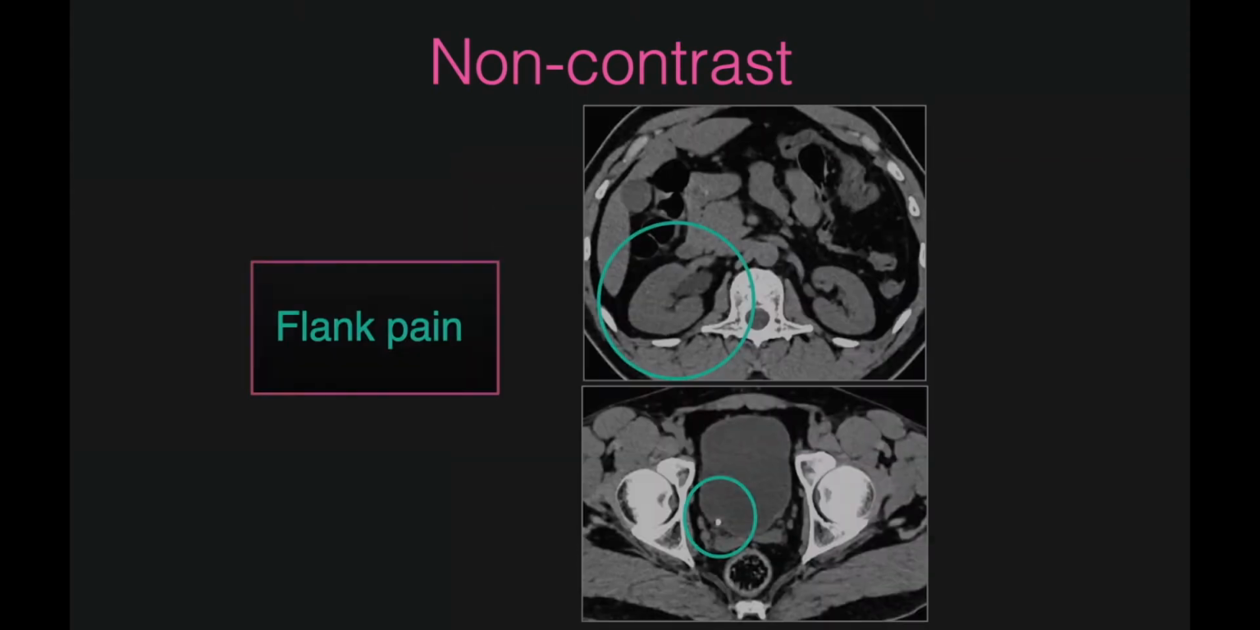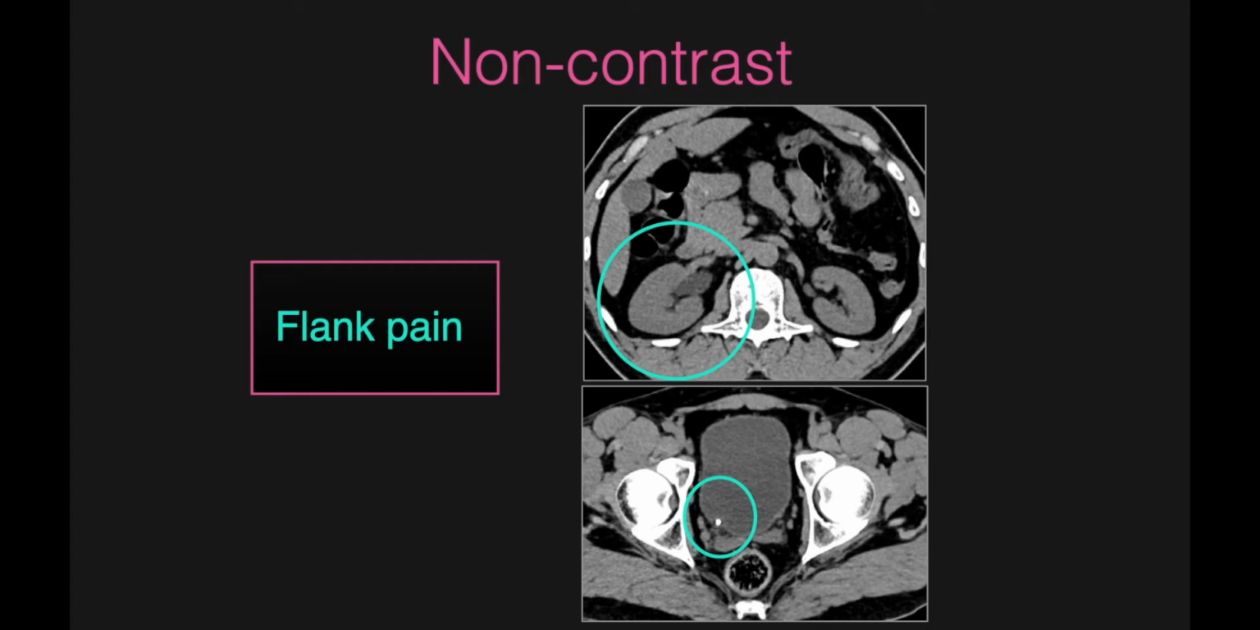Here with this example flank pain study, you can confidently assess for hydronephrosis and renal stones. Shown at the upper image, there's hydronephrosis of the right kidney with a distal stone in the lower image at the ureterovesicular junction. Here, IV contrast is not necessary to make the diagnosis.